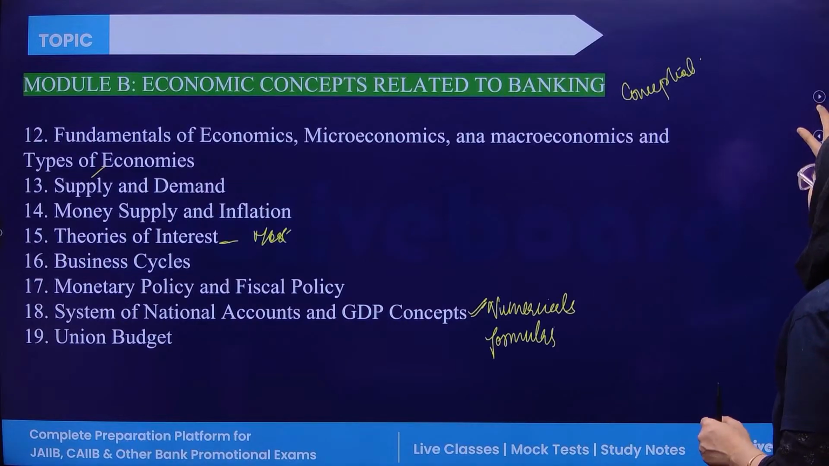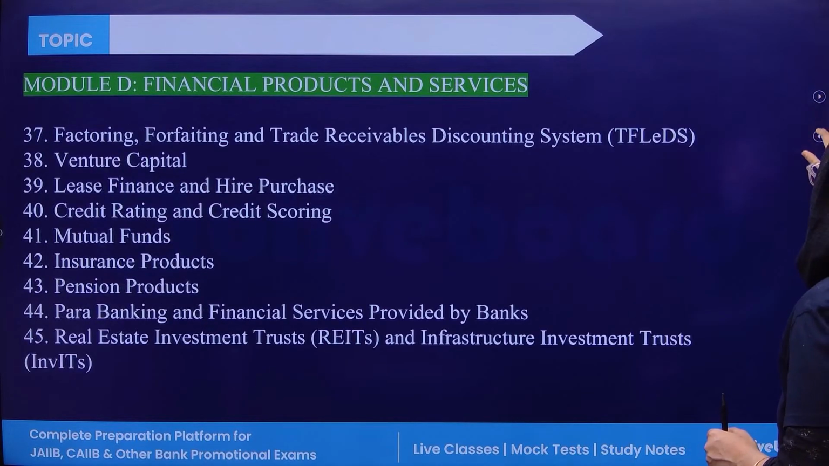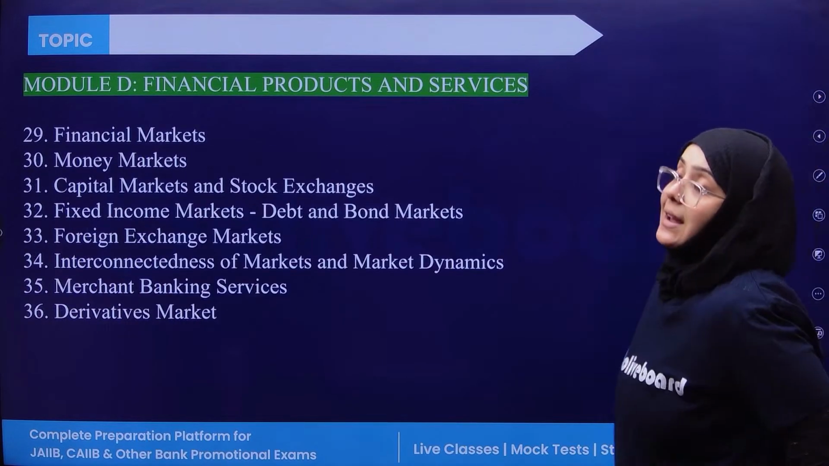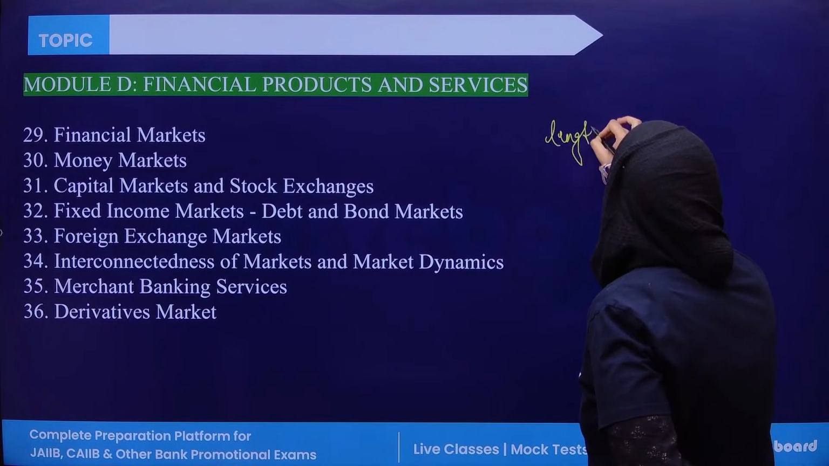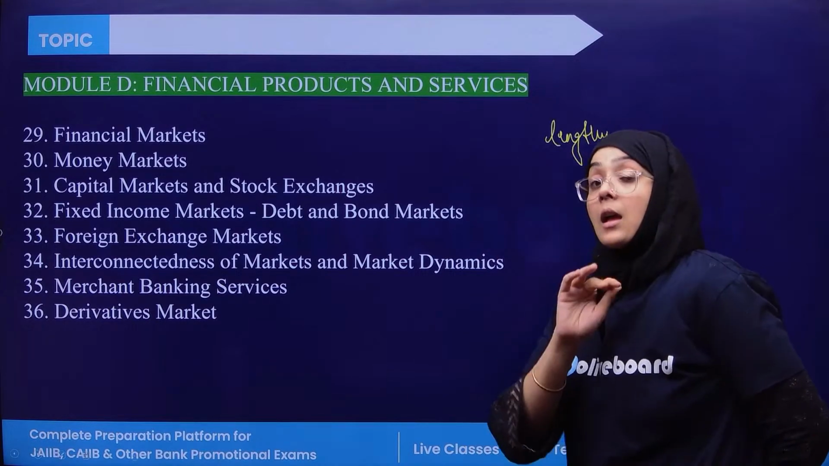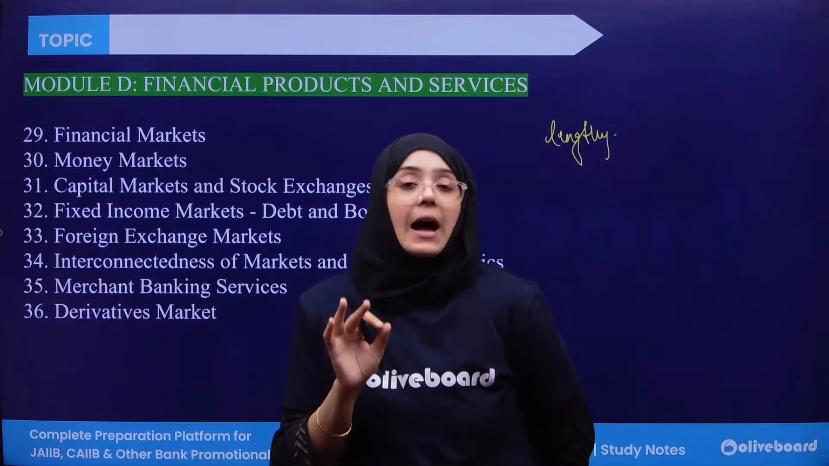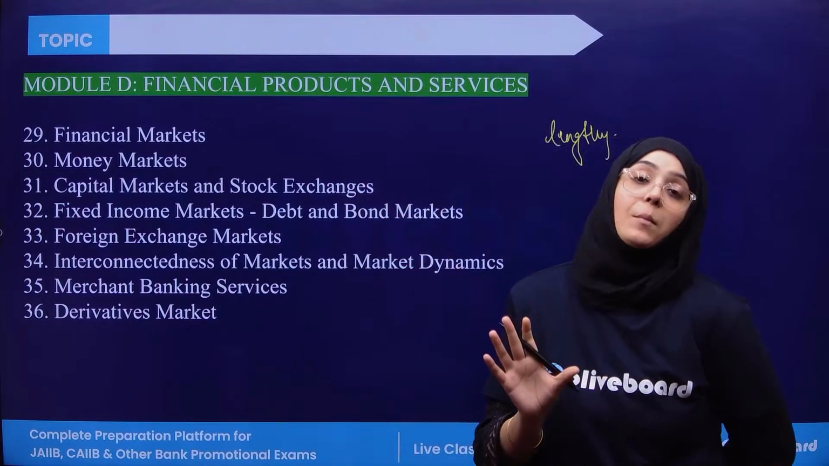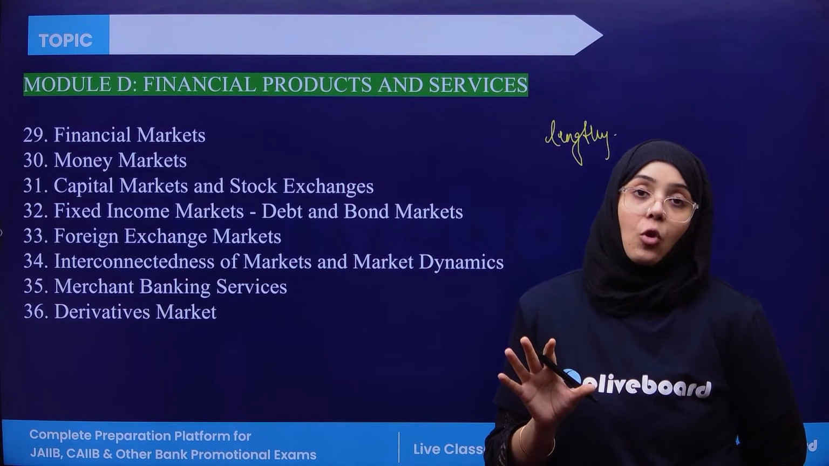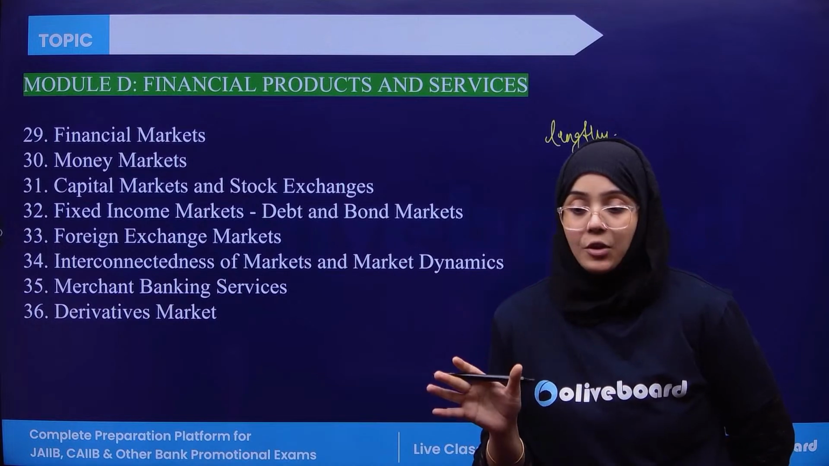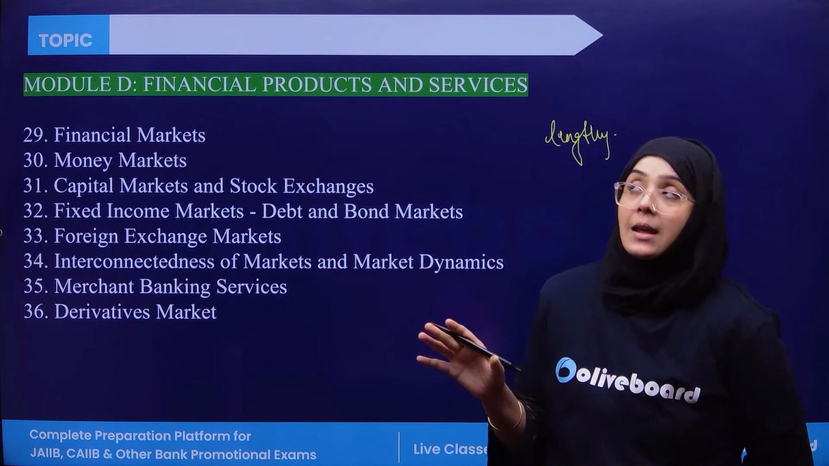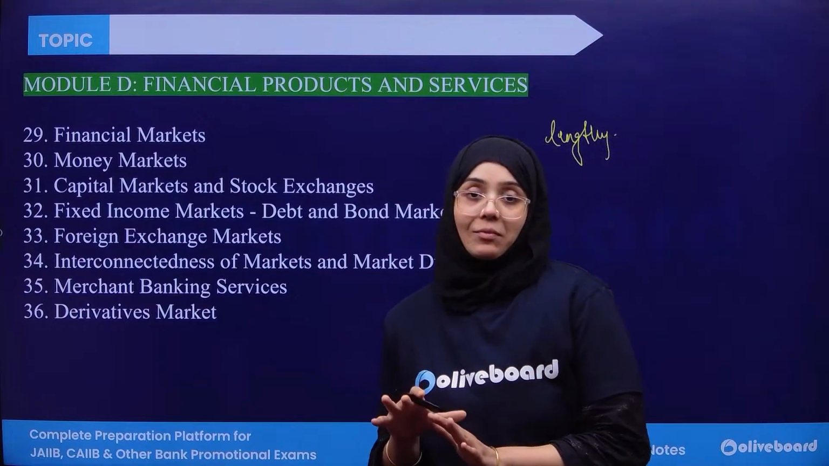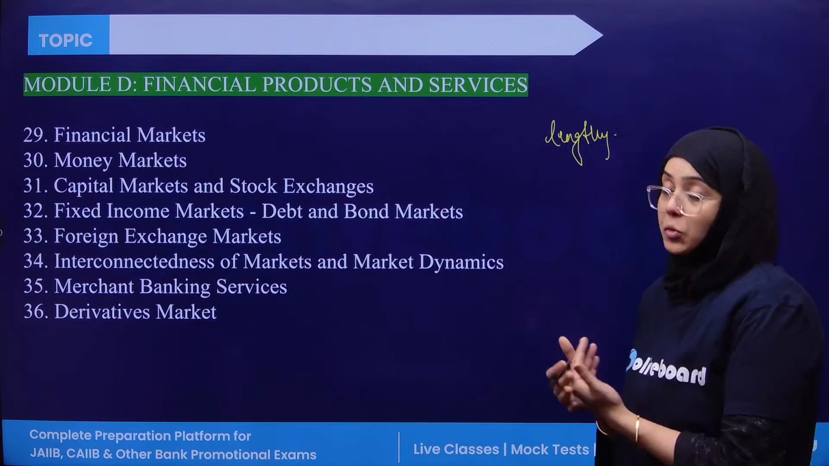Now next, when we are talking about the next thing, that is module D. So module D is the lengthiest module. First of all, it is very lengthy. Okay, maximum questions are from module D. Maximum questions. Okay, so the most asked questions are from module D. Very lengthy module, right? And it is tricky as well. Okay, so this module is also tricky.